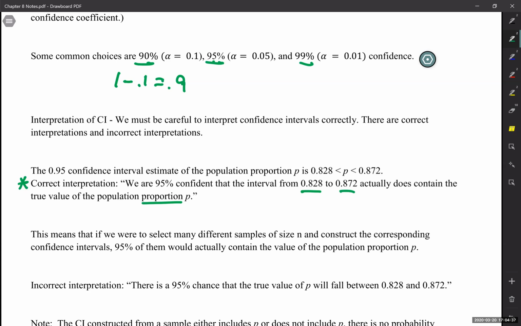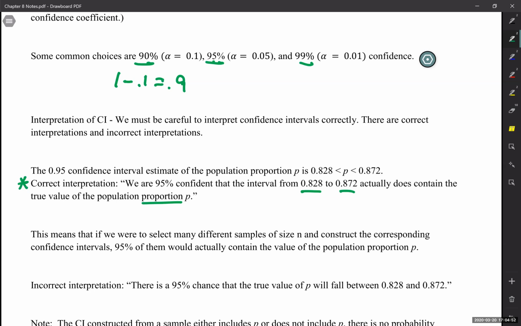So in other words, if we selected many different samples of size n and constructed the corresponding confidence intervals, 95% of them would actually contain the value of the population proportion P.